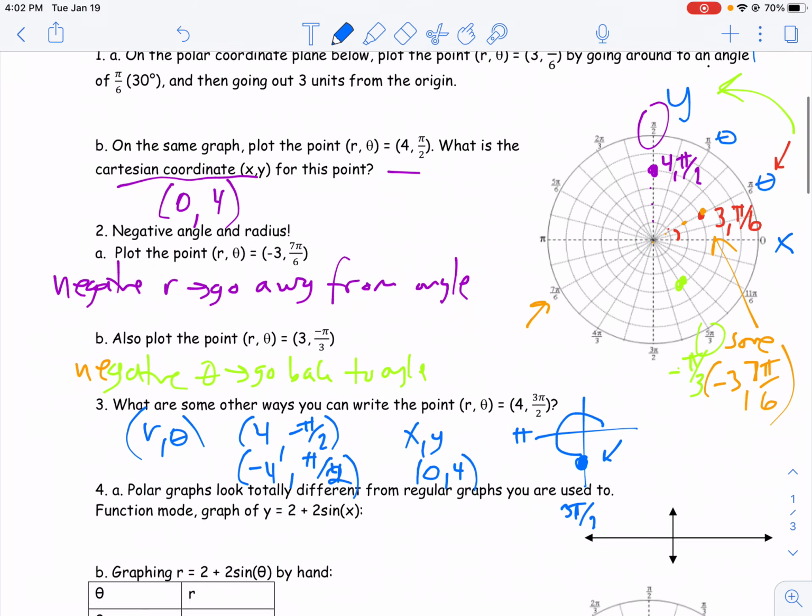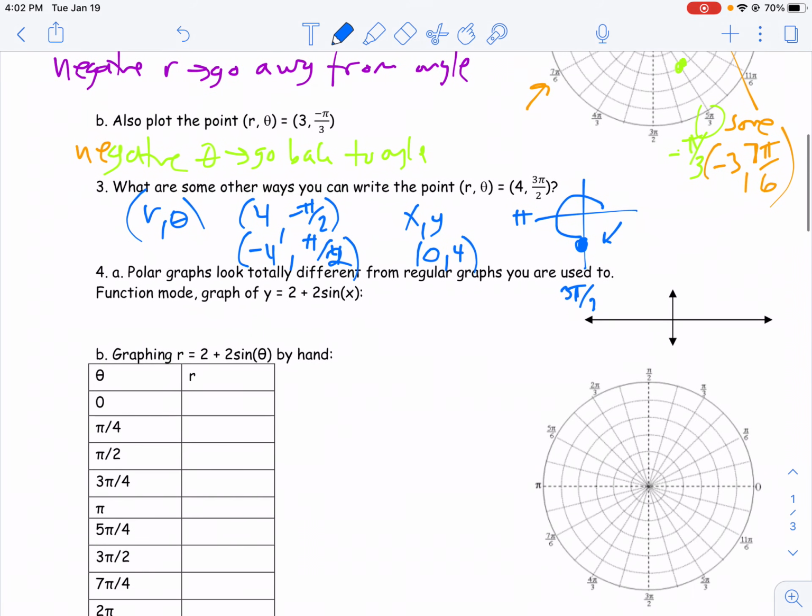Now, one thing I want to talk about is that graphs look a lot different. When we see a graph in normal function mode, it may not look anything like the graph in polar mode. So for example, let's say you have y equals 2 plus 2 sine x. You can graph this in your calculator or whatever, and it looks like this. You go up. That's what the graph looks like.